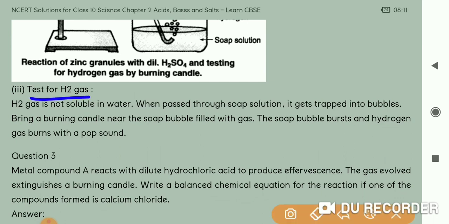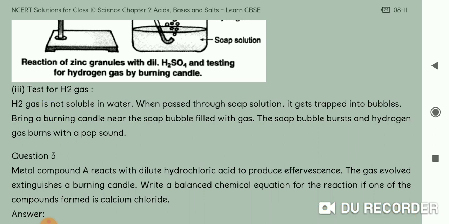Important part of this answer is test for H2. H2 gas is not soluble in water. It's not soluble in water, matlab it's insoluble. Hydrogen gas doesn't dissolve in the water. So when passed through the soap solution, it forms the bubbles of the soap solution, and it gets trapped into the bubbles. When you bring it near the burning candle, the soap bubbles filled with the gas burst and hydrogen gas burns with the pop sound.